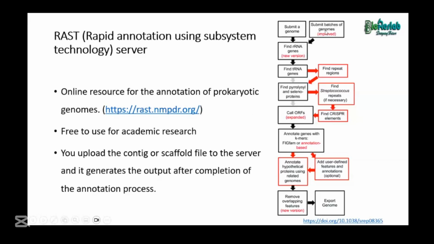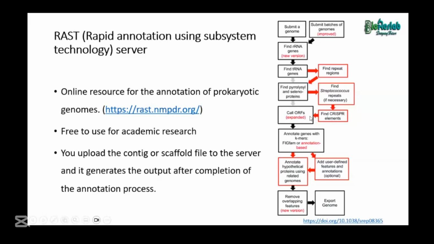So this is the pipeline where you submit the genome and then you get the annotation. It finds the rRNA, tRNA, and repeat regions are also identified. Then pyrrolysyl and selenoproteins are also predicted in this pipeline.